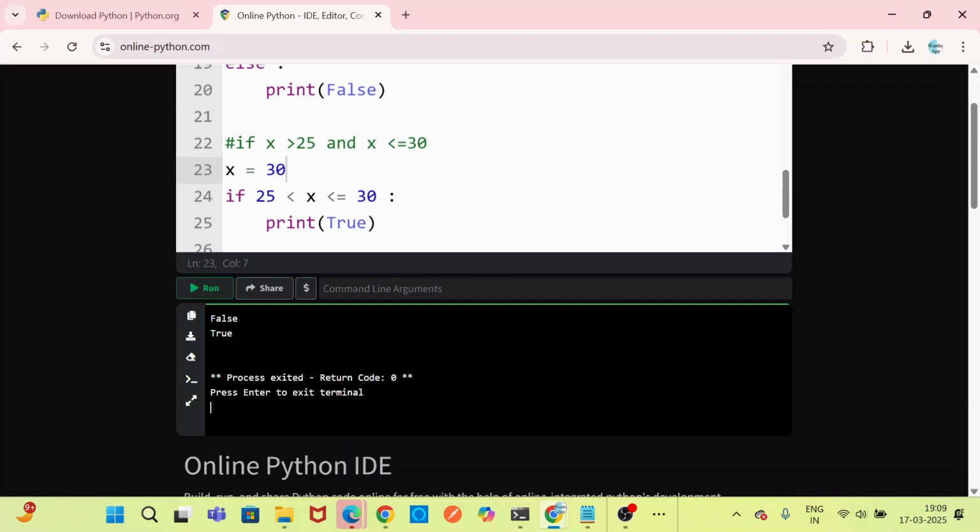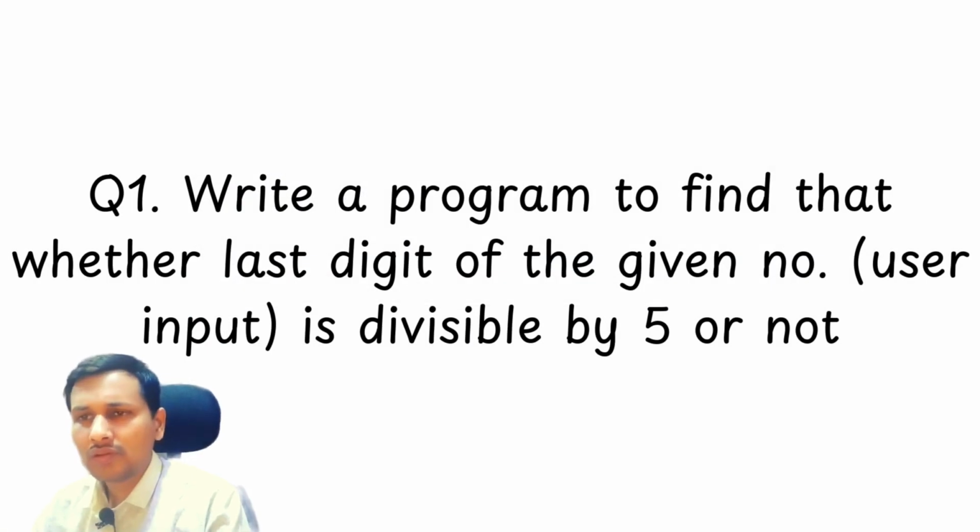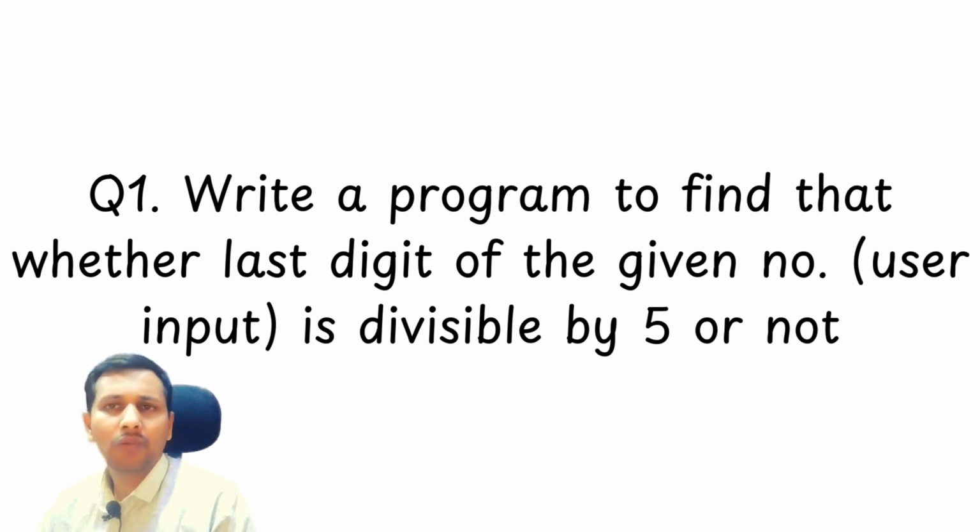So now let us go to the problems. We'll solve two problems on conditionals. Hi friends, so let us read out problem 1. Write a program to find out whether the last digit of the given number is divisible by 5 or not, and we have to take the given number as user input. So let us solve this.